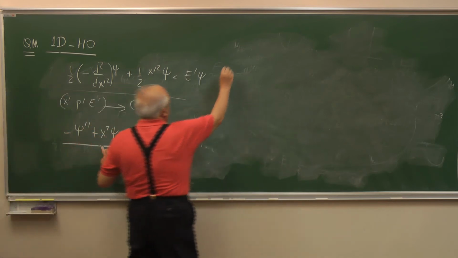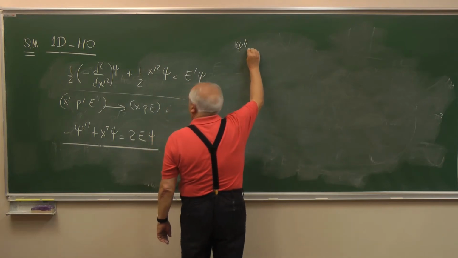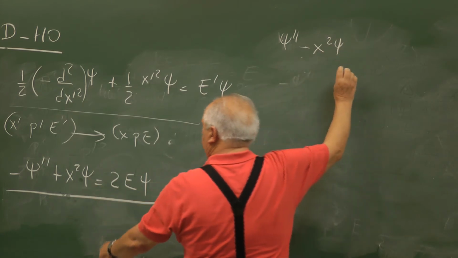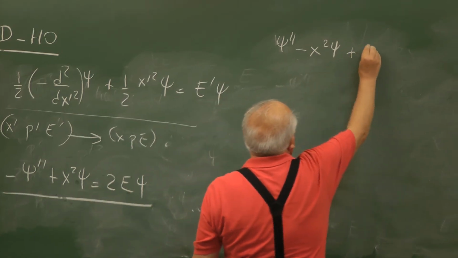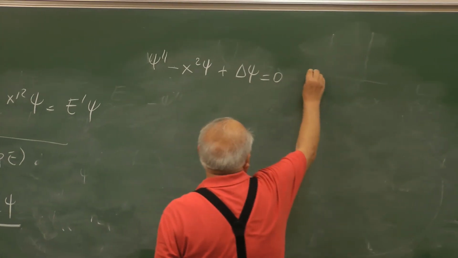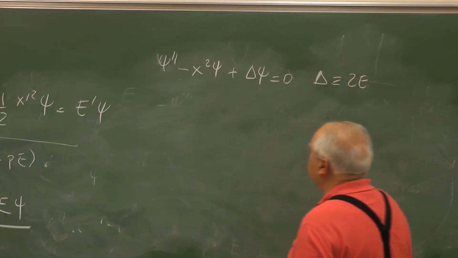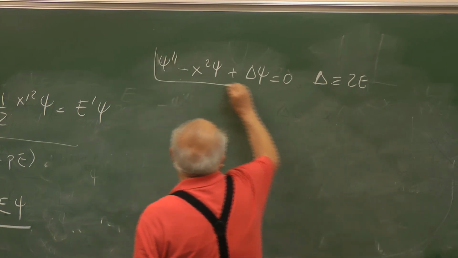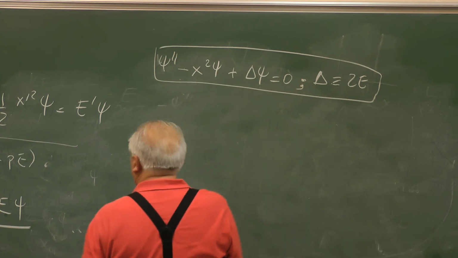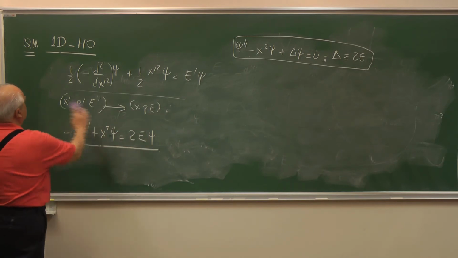Or let me write it like this: psi double prime minus x squared psi plus delta psi is equal to 0. Rather than writing each time 2e, I set delta equal to 2e. Okay? So this is the equation we are trying to solve. I am erasing this part. And everything is dimensionless.